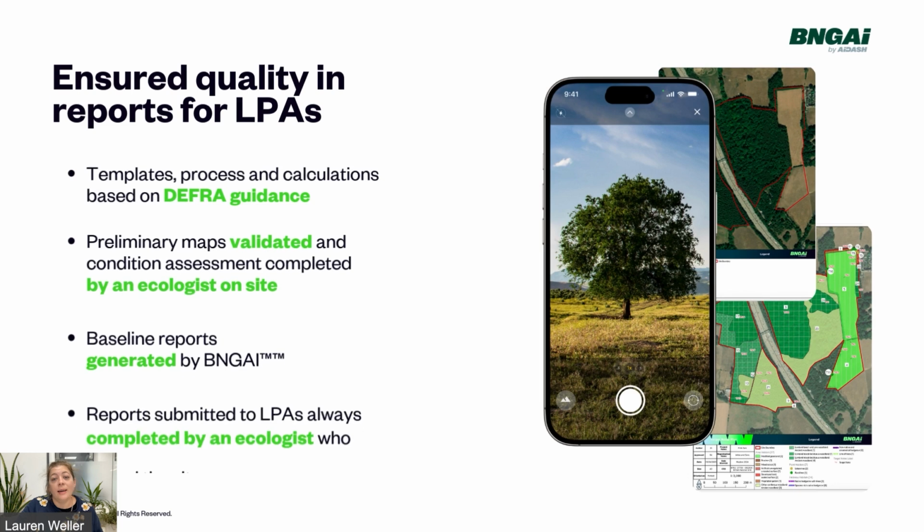And how do we ensure quality in our reports, especially those that are going to be supporting planning and sent to the LPA? Well, most of our templates, processes, and calculations are all based on DEFRA guidance. The BNG survey app also allows the ecologist to validate our preliminary habitat maps on site and complete the condition assessment, bringing the preliminary AI map into a field-validated compliant baseline, which is ready for planning. BNG AI then brings any reports that are submitted in support of planning to you using a wizard, and they will be completed and signed off by the ecologist who has visited the site, the same way a regular report will.